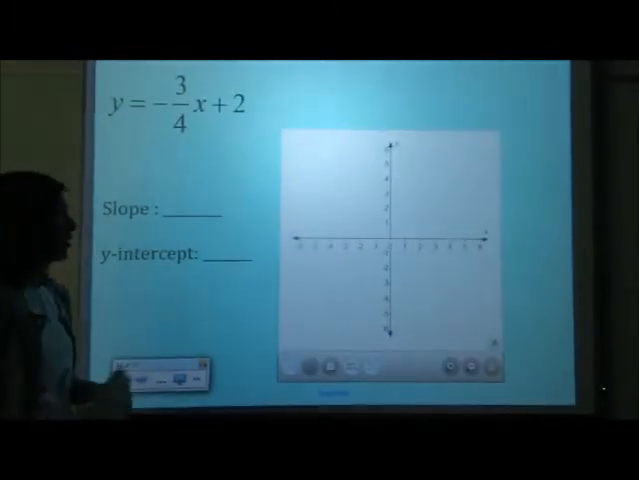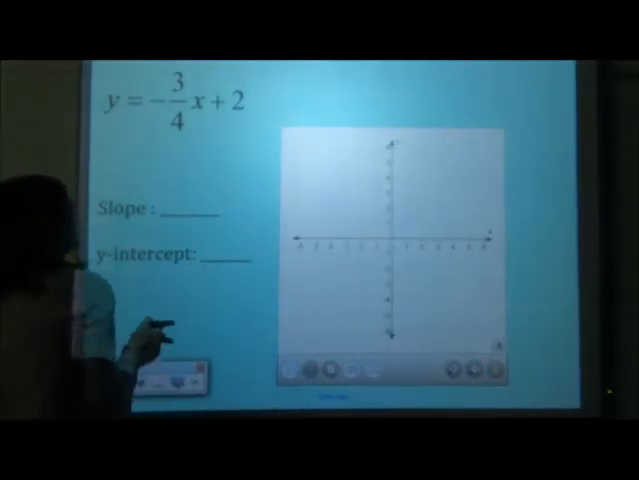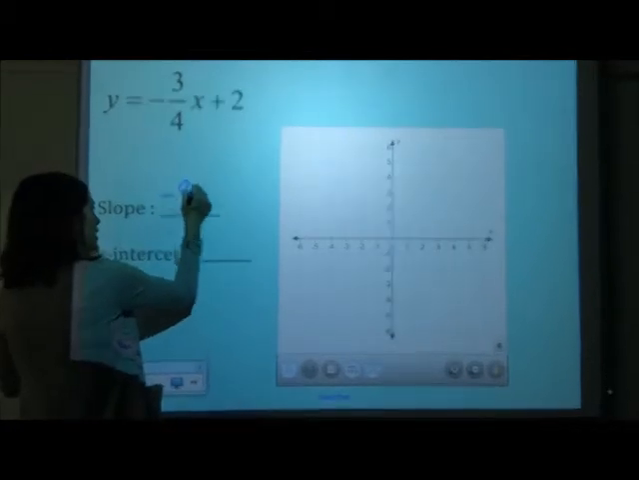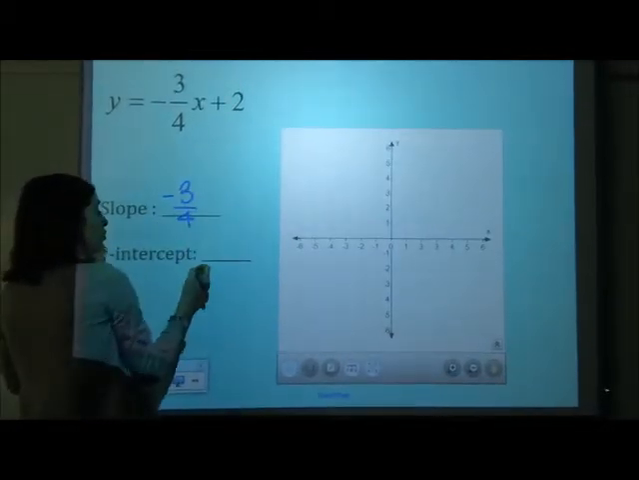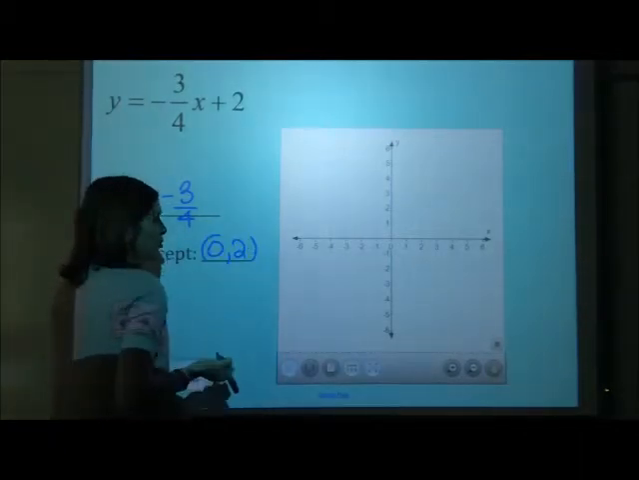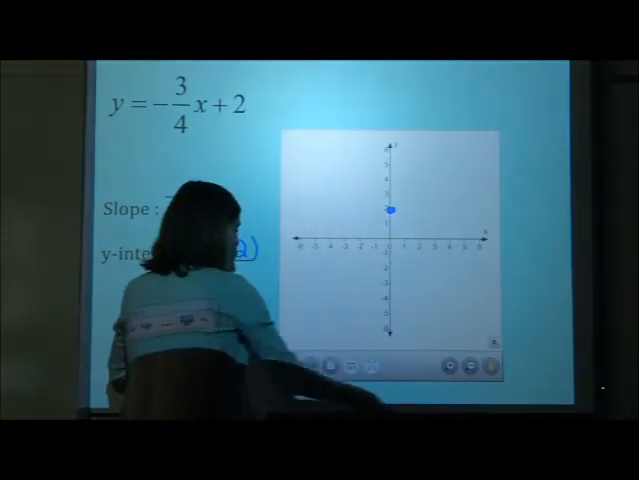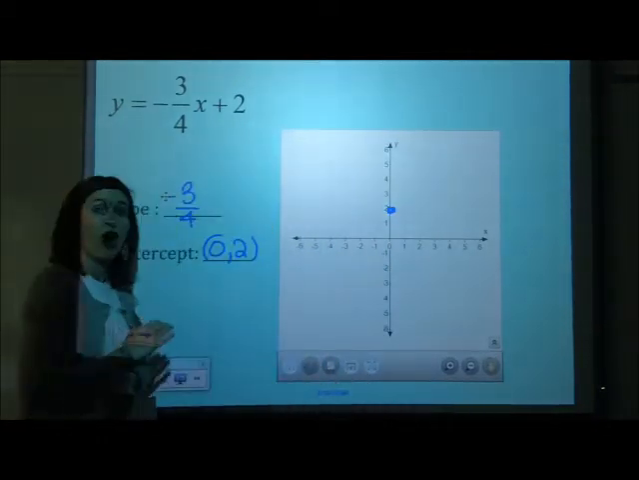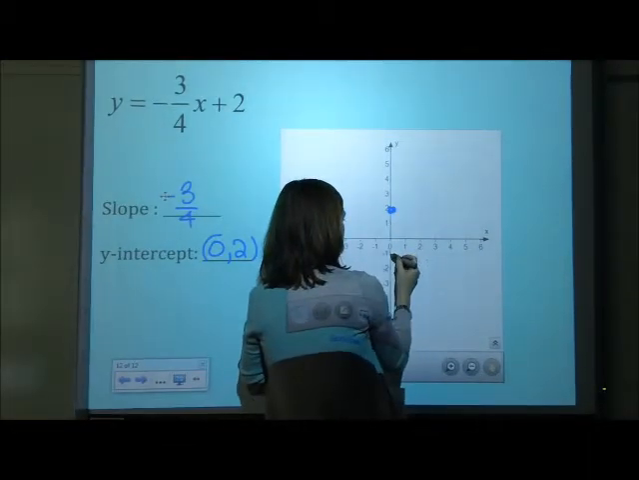All right, last one. y = -3/4 x + 2. My slope, again, is negative. I love those negative slopes, don't I? -3/4. My y-intercept is 2. We write it as a coordinate point, (0, 2). I go to my y-intercept and plot the point. I know it's a negative slope, so from left to right, my line is falling. So I'm going to go down 3, 1, 2, 3, over 4.